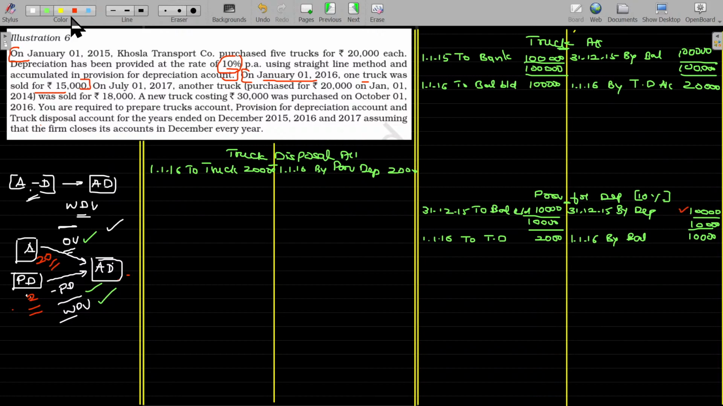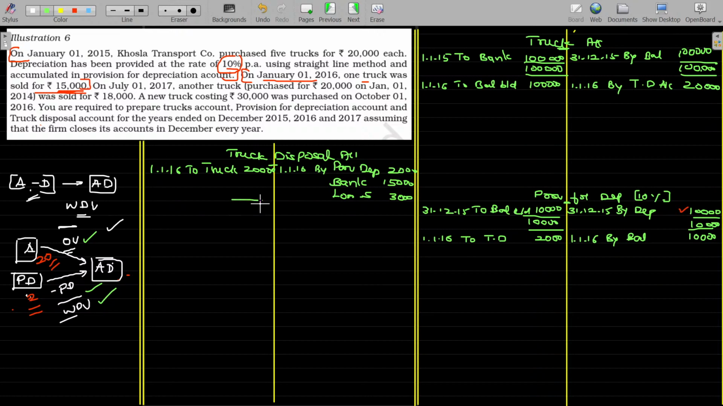But when we planned to sell, we sold it for only 15, less than the value we assumed. We assumed it's worth rupees 18, but sold for only 15. So the difference between 18 and 15, 3000 rupees, is loss on sale, which can now be debited to the concerned account. The amount realized on 1/1/16 is by bank account. How much did I realize? 15. The loss should be debited, so loss account debit to truck disposal account: loss on sale, which is 3000.